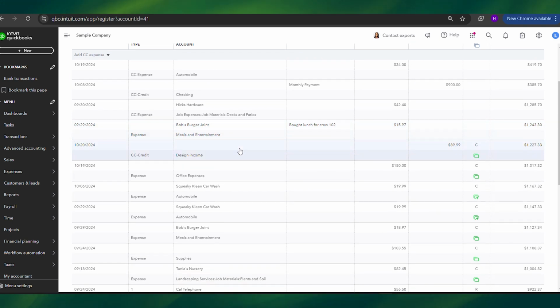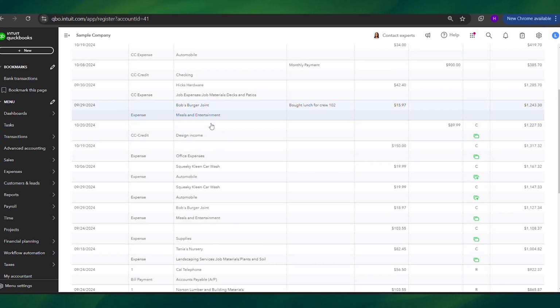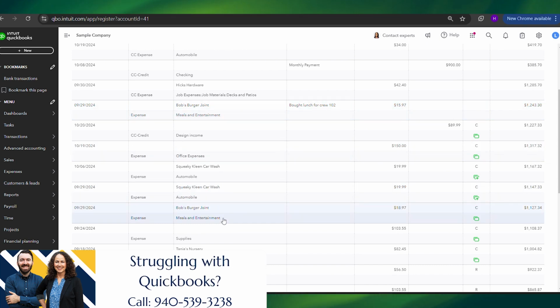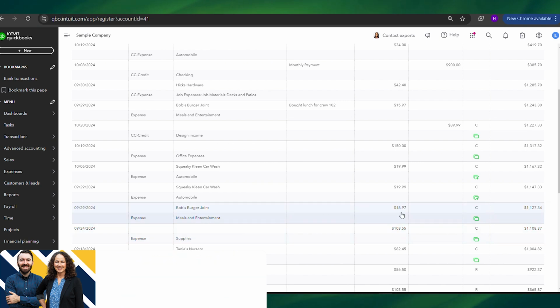So we look at Bob's Burgers and we notice, okay, that's on the exact same day that we already have a Bob's Burgers. Could this be a duplicate, or did we have two separate transactions? So for this one, I can tell that this is two separate transactions. We've verified with the bank account. It only cleared once at $18.97.